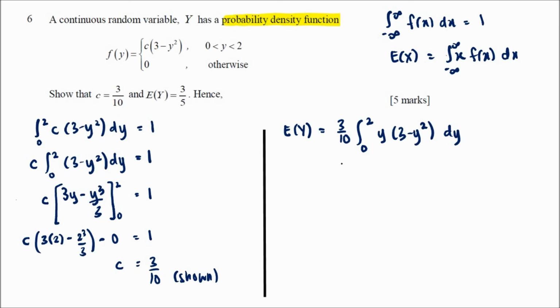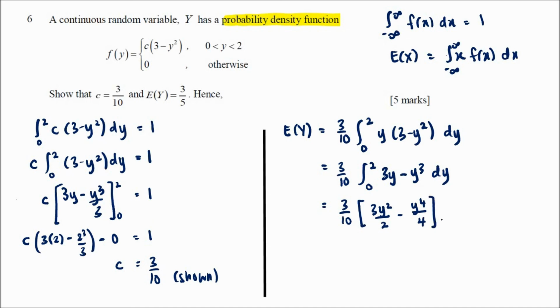So we have to include y in front of our function. Over here, we will have 3 over 10, and this becomes, with limit from 0 to 2, 3y minus y cubed dy. Now only do we start the process of integration. So we have 3 over 10, and this will become 3y squared over 2 minus y to the power 4 over 4. Then substitute limit 0 to 2 over here.